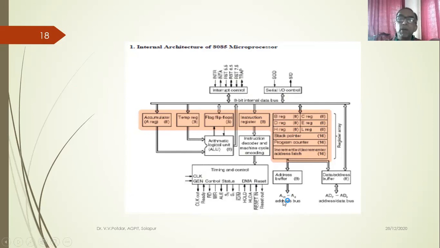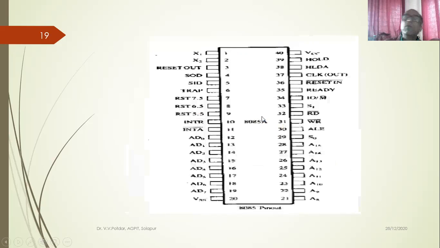Some pins are allocated for address alone. Some pins are allocated for data and address. As you can see here, A8 to A15 are meant for address, and AD0 to AD7 are address and data. Likewise, each pin has a specific task. Then you have instructions and then serial input output control. Now this is called the register array. So this is the internal architecture of the 8085 microprocessor. Even in Bolton's book, a nice line diagram is there. You can refer to that and remember that. What is the function of each pin?